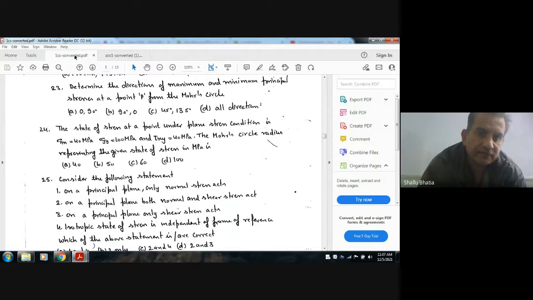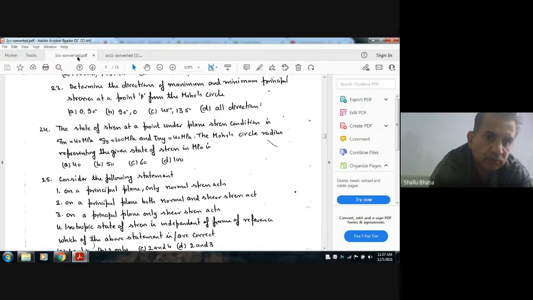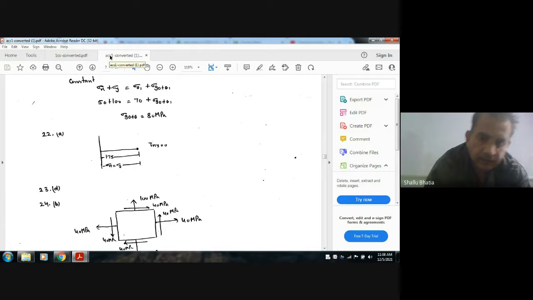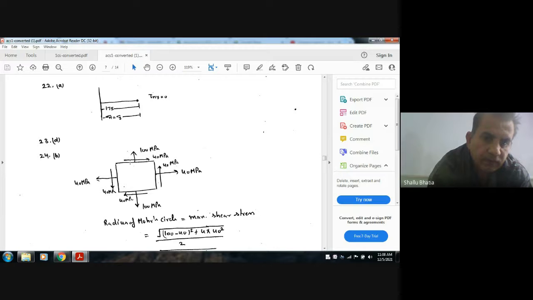The state of stress at a point under a plane stress condition is sigma xx 40 MPa, sigma yy 100 MPa, and tau xy 40 MPa. Mohr circle radius representing the given state of stress in MPa. Because sigma xx is 40 MPa, sigma yy is 100 MPa, and this shear stress is 40 MPa.